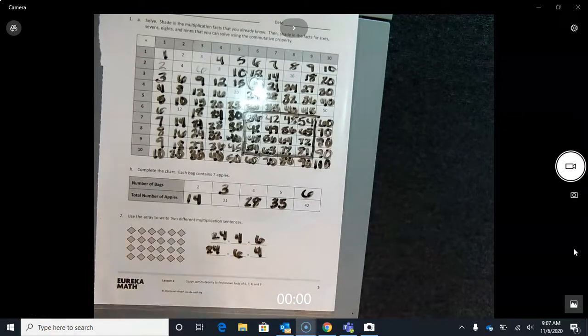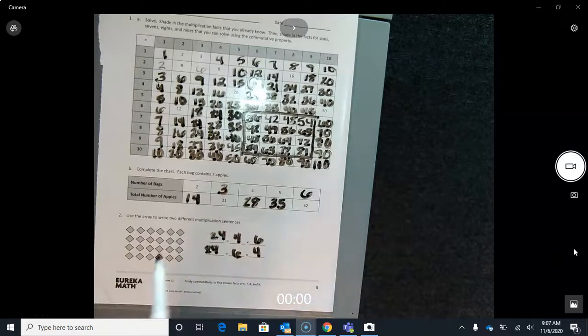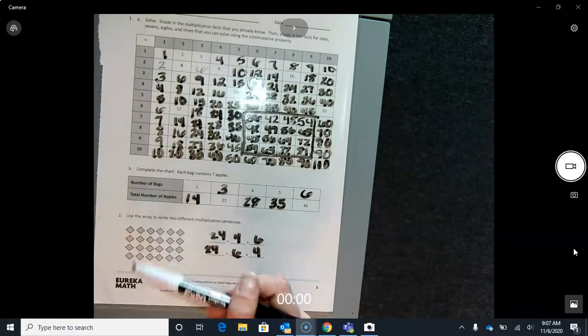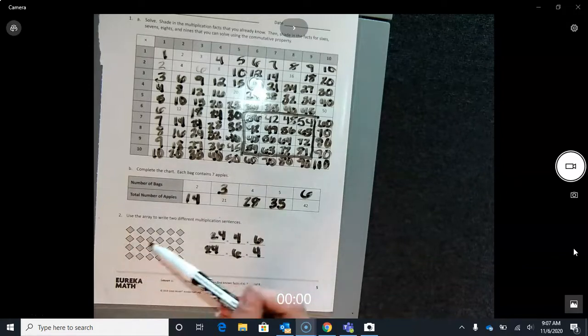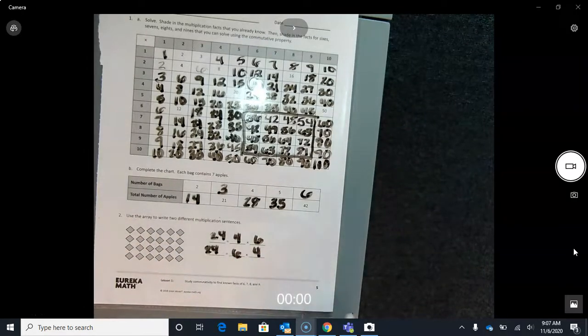All right, let's check it. So we could represent this as 4 times 6. So we have 4 groups of 6, or we could represent this as 6 times 4, 6 groups of 4. Either way, our product is 24.